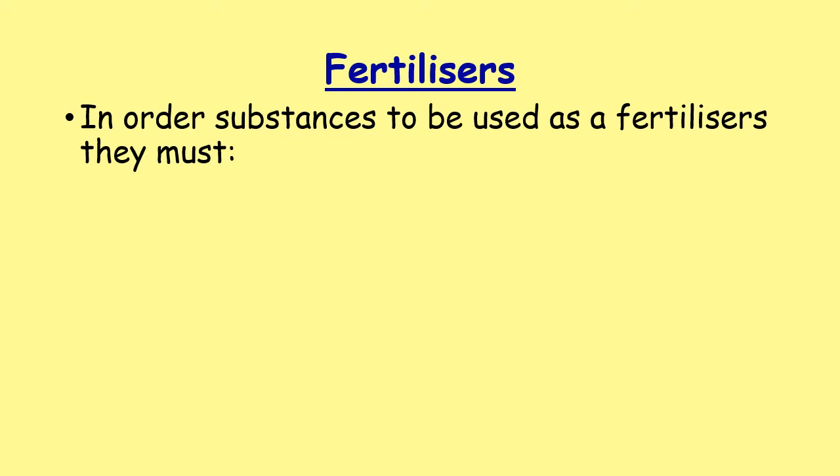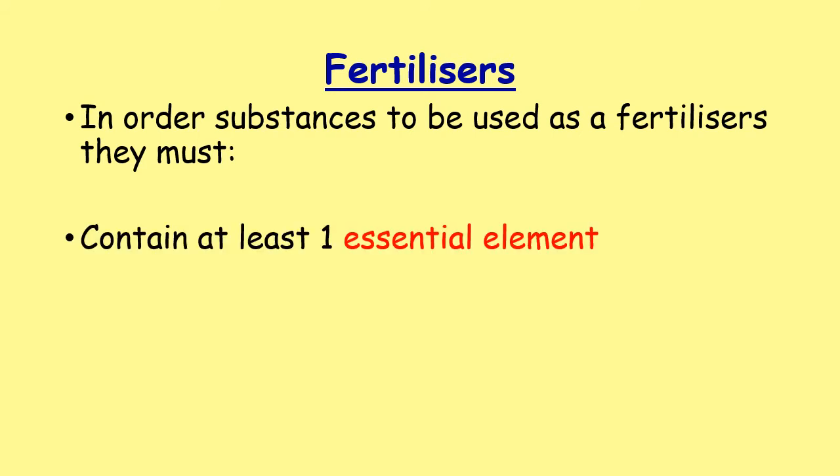In order for substances to be used as a fertilizer, they must have two requirements. They must contain at least one essential element. So they can contain just nitrogen, just phosphorus or just potassium and still be a fertilizer, or they can contain all three. And they also must be soluble.